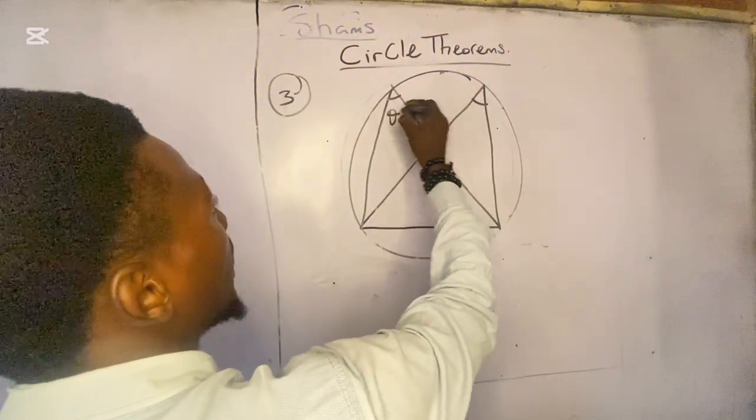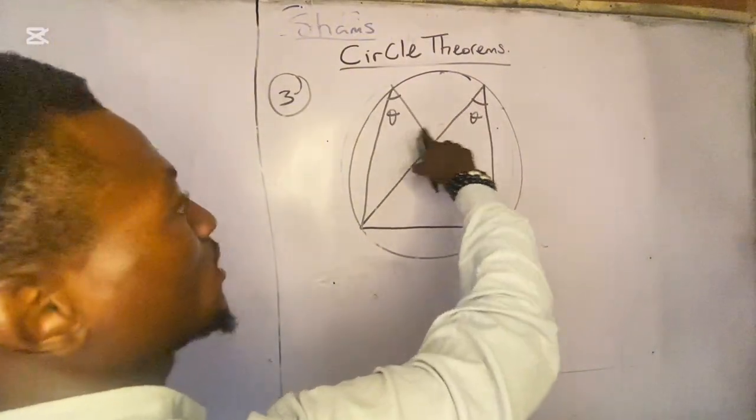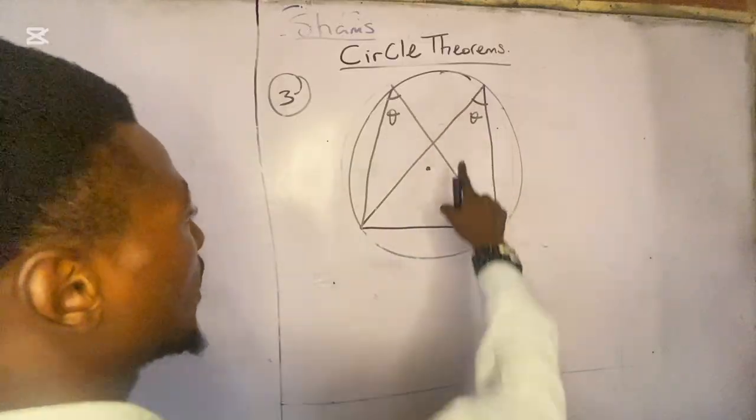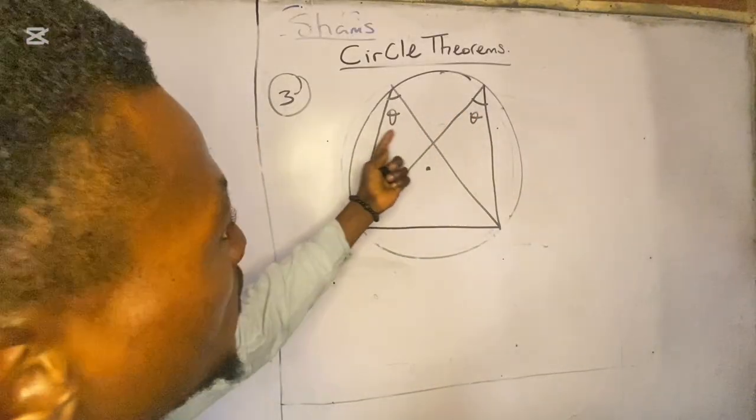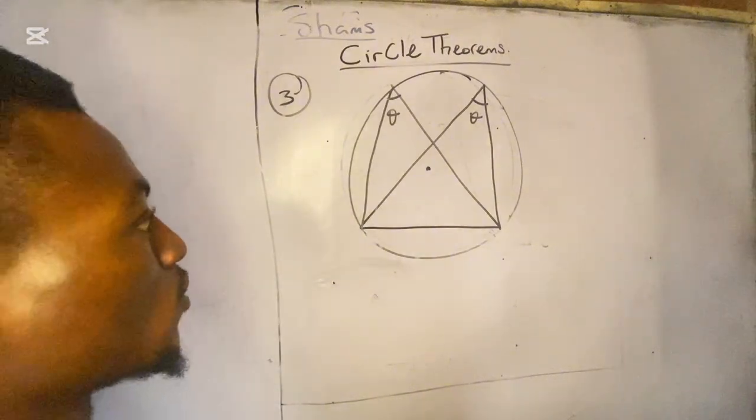If here is theta, here is theta. If here is 20, here is 20. If here is 10, here is 10. Angles in the same segment are equal. Both these angles, they are in what? They are in the major segment, so they are equal.